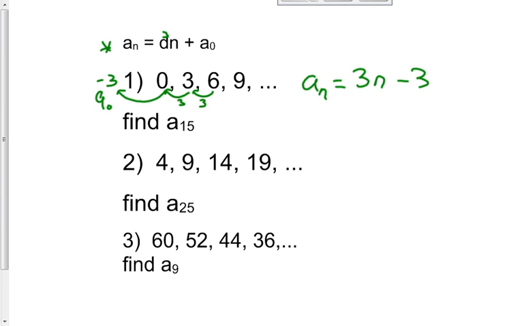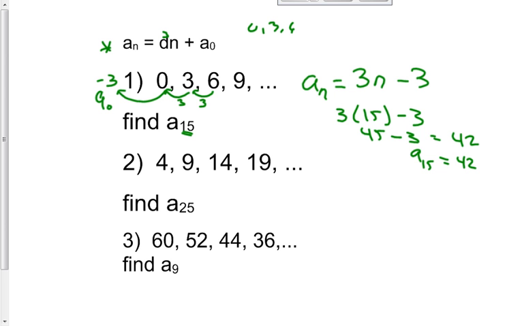There's my formula. Once I have my formula written, then they're going to ask you to find any obscure number down the line in that list. In this case, they want a sub 15. I'm just going to take out my n and put in a 15. 3 times 15 minus 3, 42. So the 15th term has a value of 42. When you do the equations in this particular chapter, I will not give you credit if I see you doing this.